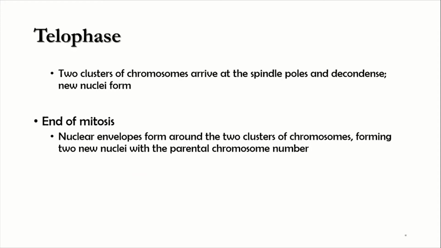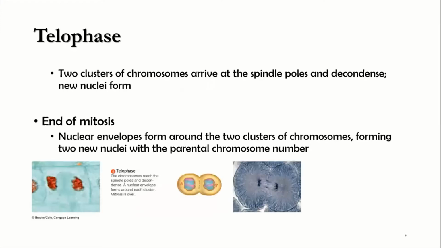At the end of mitosis, the nuclear envelopes form around two clusters of chromosomes, forming two new nuclei with a parental chromosome number. For animal cells, you would see this cleavage furrow, so you have cleavage formation before the entire separation. But for the plants, you would have the formation of a cell plate at the middle.